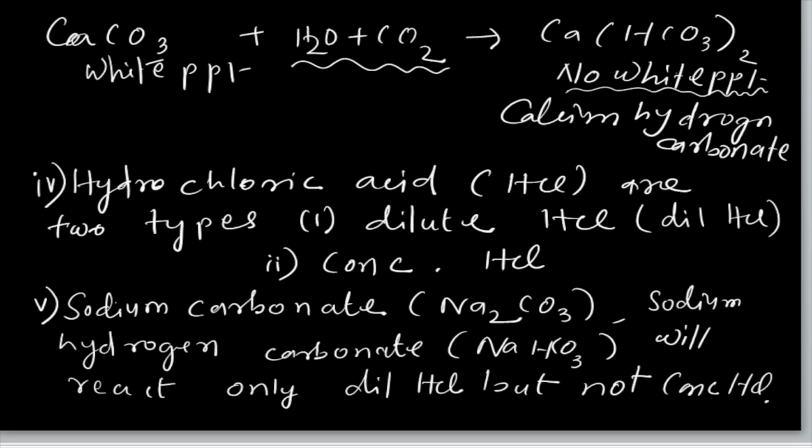So next we come to sodium carbonate, which is a colorless amorphous powder. Sodium hydrogen carbonate is NaHCO3, while sodium carbonate is Na2CO3, because the CO3 charge is -2 and the Na charge is +1. In NaHCO3, the hydrogen carbonate charge is -1 and Na is +1. They will react only with dilute HCl, but not concentrated HCl.